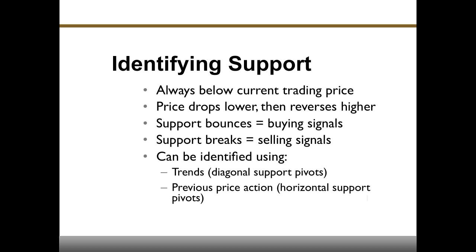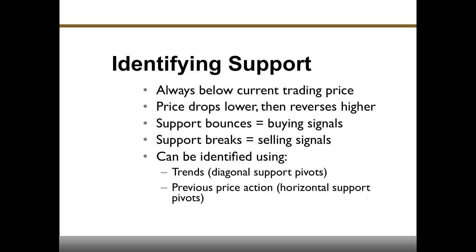For functional purposes, a bounce off of a support pivot is usually taken as an opportunity to buy a stock, while a price below a support pivot is seen as a signal to sell or go short. Make sure that when you are considering a trade based on support, however, that the direction of the trend agrees with the direction of your trade.